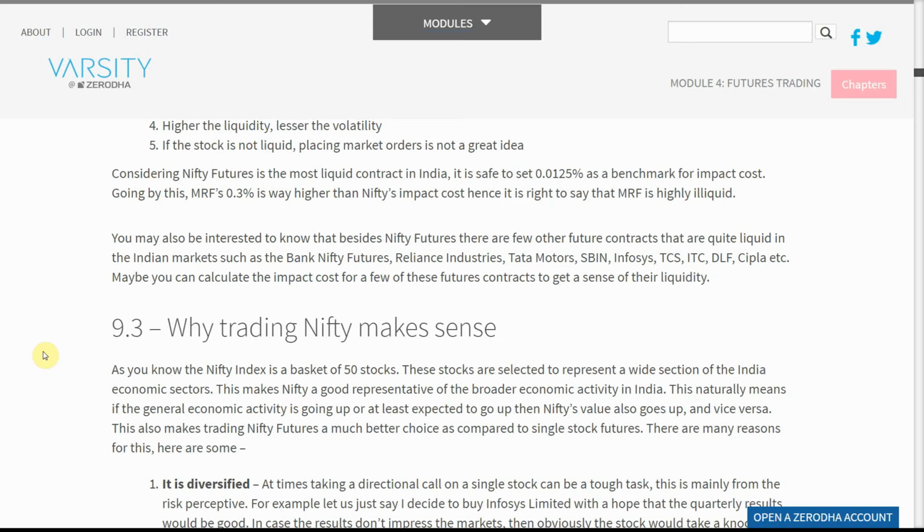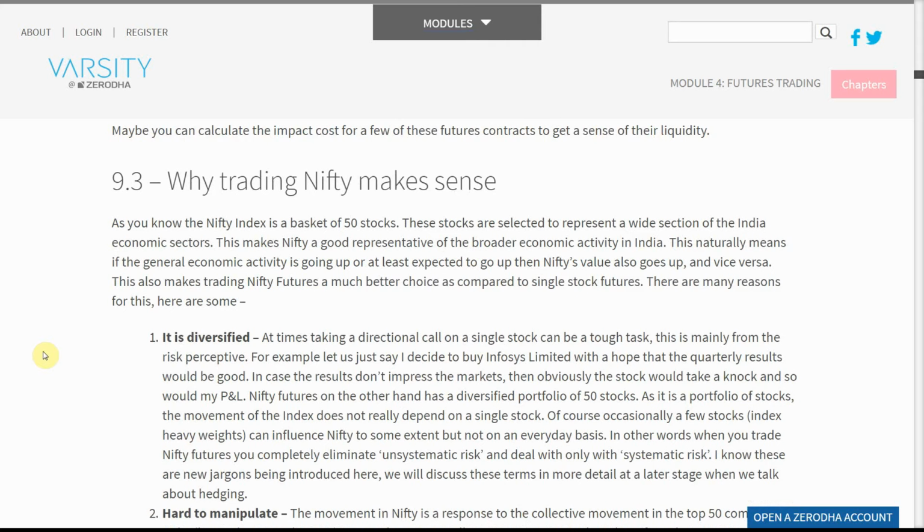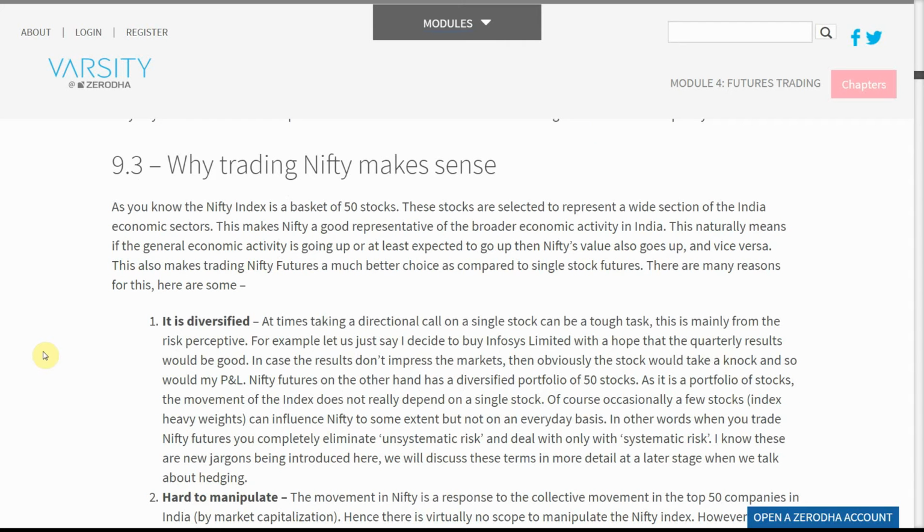As you know, the Nifty index is a basket of 50 stocks. These stocks are selected to represent a wide section of the Indian economic sectors. This makes Nifty a good representative of the broader economic activity in India. This naturally means if the general economic activity is going up or at least expected to go up, then Nifty's value also goes up, and vice versa.